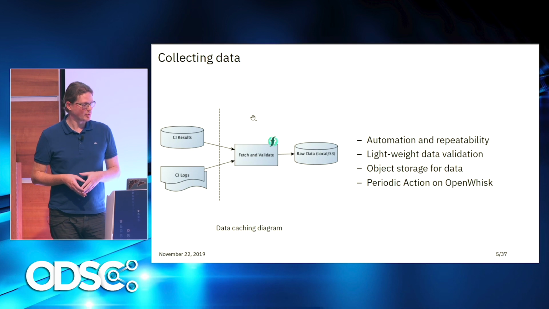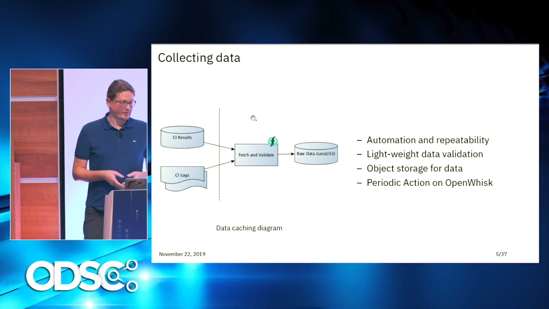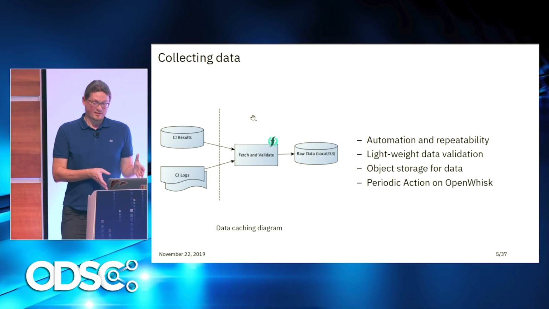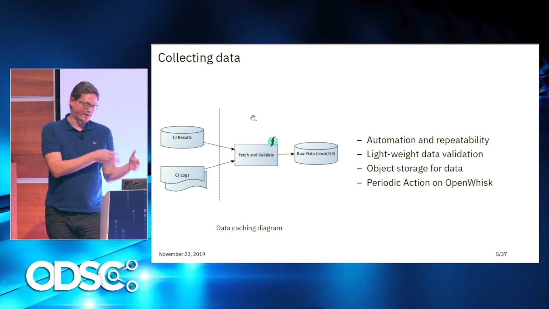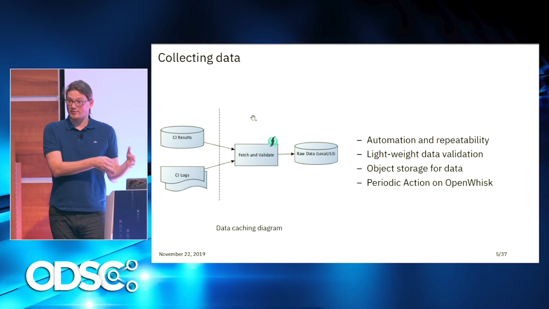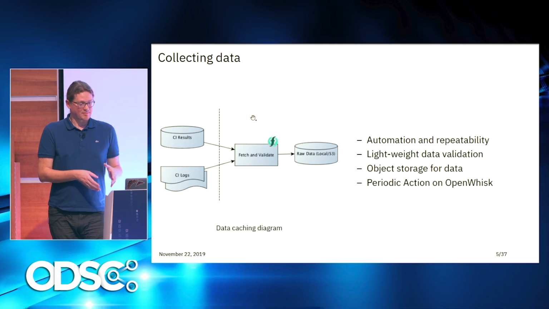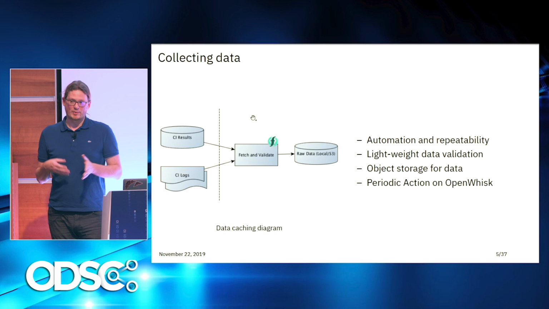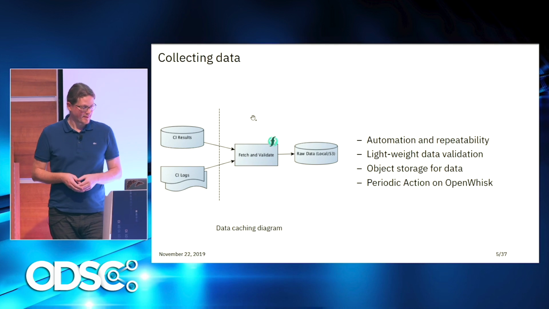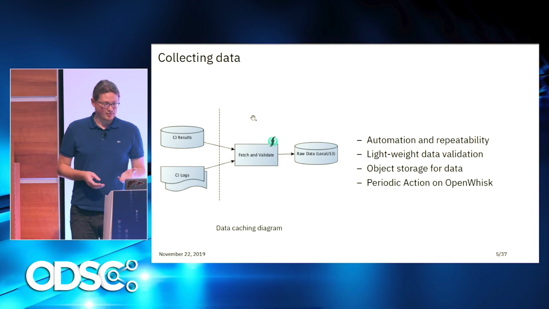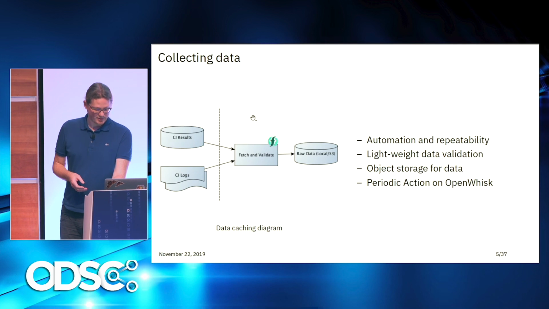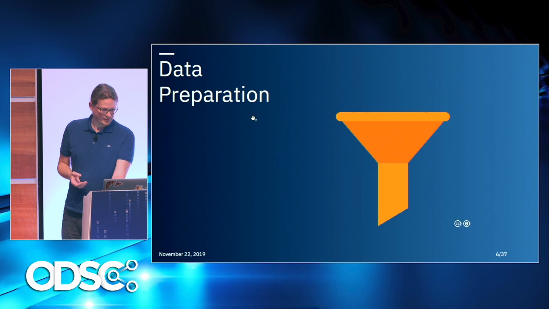So we set up a small automation system that pulls, every time a CI job is completed, the log from the CI system. It applies initial lightweight validation just to make sure we are not storing data that we are not going to need later on. And then it stores the data into an object storage in the cloud. We used OpenWhisk's serverless platform for this.